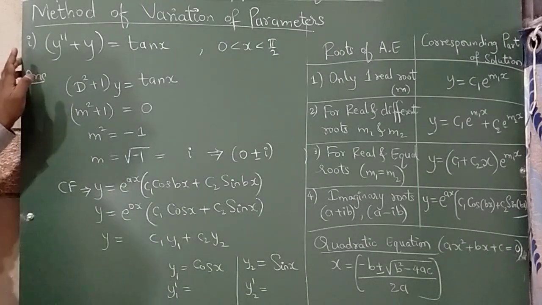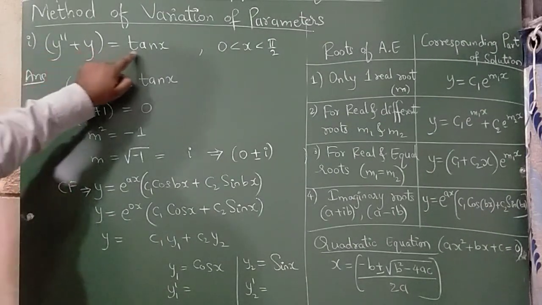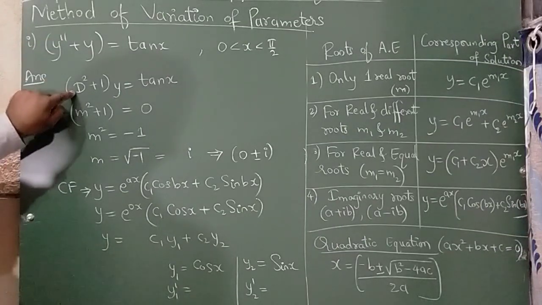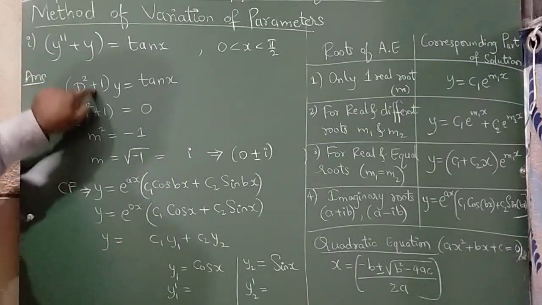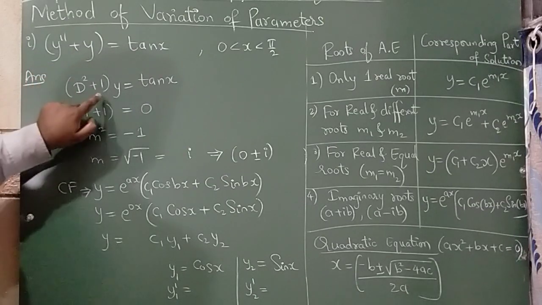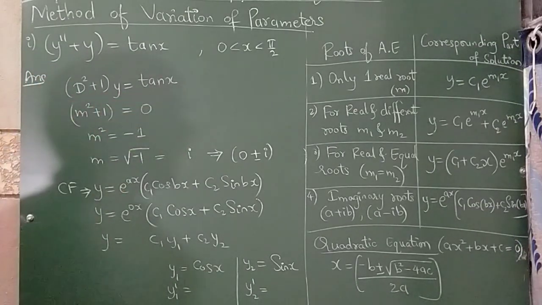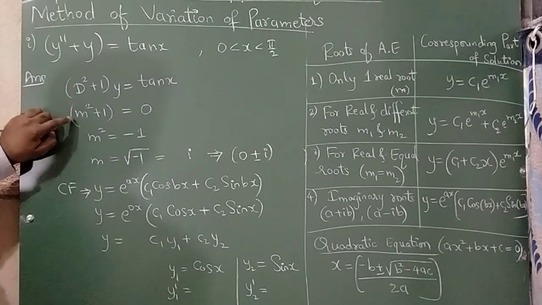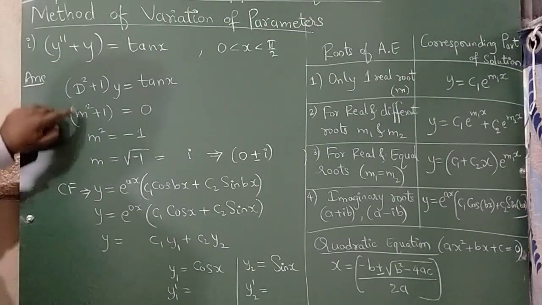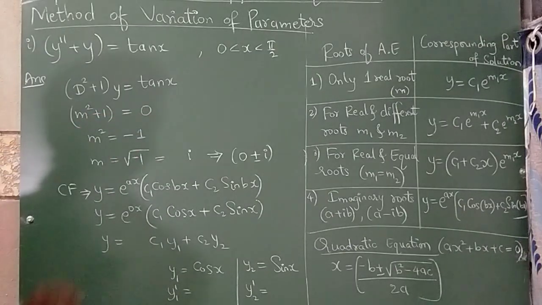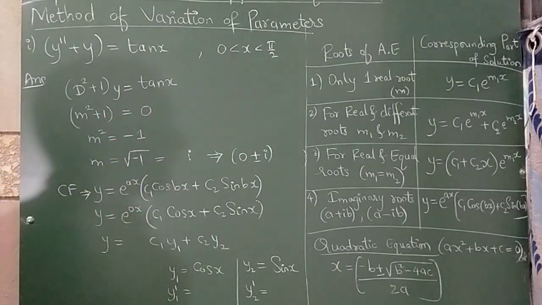Now the first sum: y double dash plus y is equal to tan x. So for y double dash I have written D square plus, since it is only y, I have written 1, y is equal to tan x. So replace D by m, that is the auxiliary equation. So m square plus 1 is equal to 0. Whenever it is the auxiliary equation, you should write it as equal to 0.